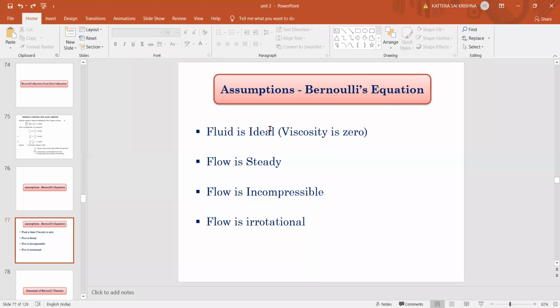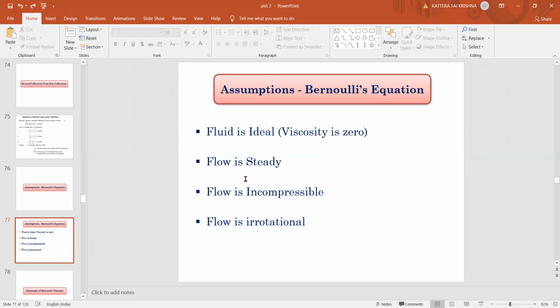So the fluid is ideal, viscosity is 0, because while taking Euler's equation we saw that the force due to viscosity was taken as 0. We are not considering any viscosity there. Next, the flow is steady. Next, the flow is incompressible. Then only we can say that the density is constant. If it is compressible, the density cannot be constant. Next, the flow is irrotational.